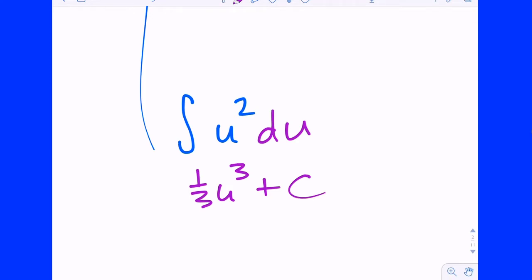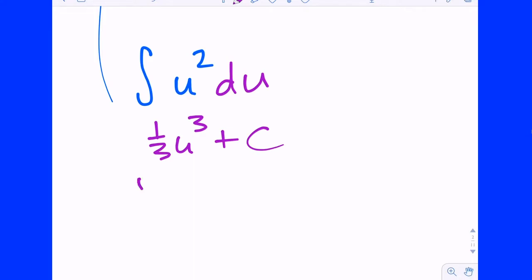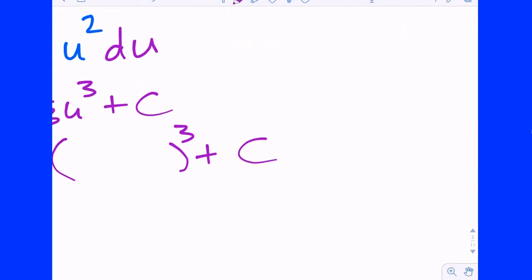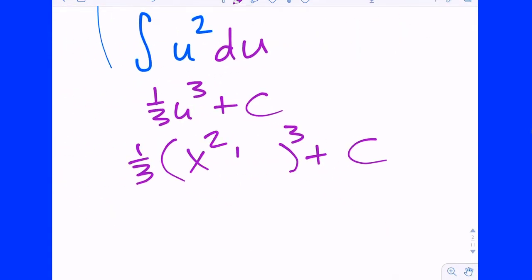Now, you don't leave it like that because, remember, in this case, we introduced u as a temporary variable, as a placeholder for that complicated looking expression. So your last step then is to substitute u back in with what it's actually equal to. And if you forgot, just look up there. It's x squared plus 1.